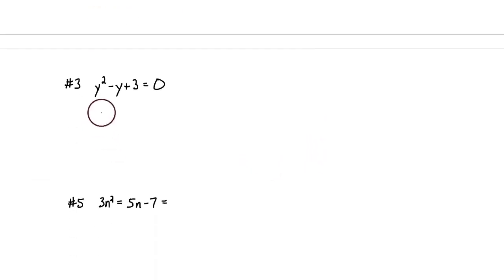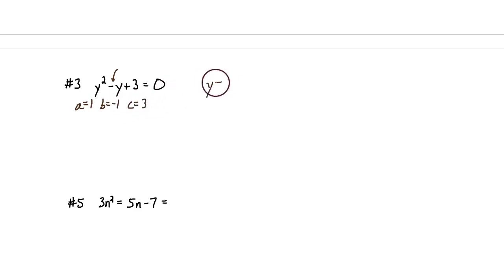Next one. This time, I can't factor it. I can't think of two numbers that multiply together to make 3, and the two numbers that I choose combined to negative 1. So the only way I can think to do this is with the quadratic formula. a is 1, b is negative 1, c is 3.